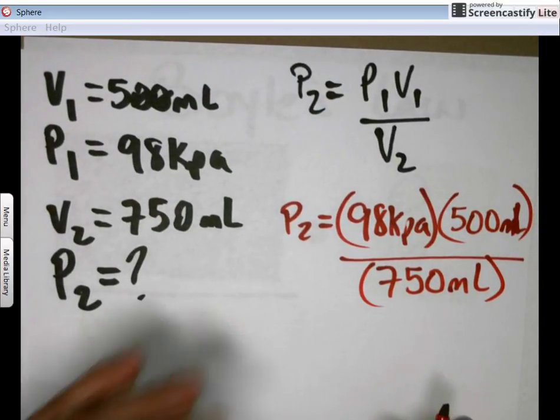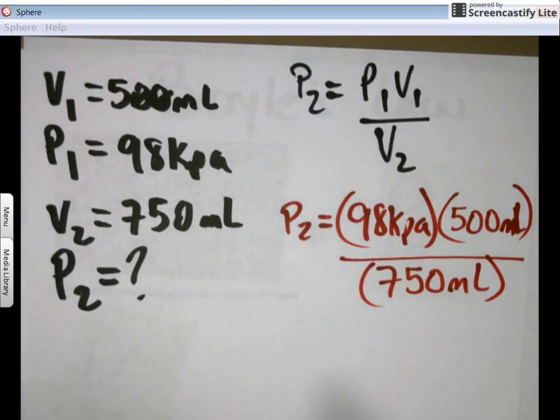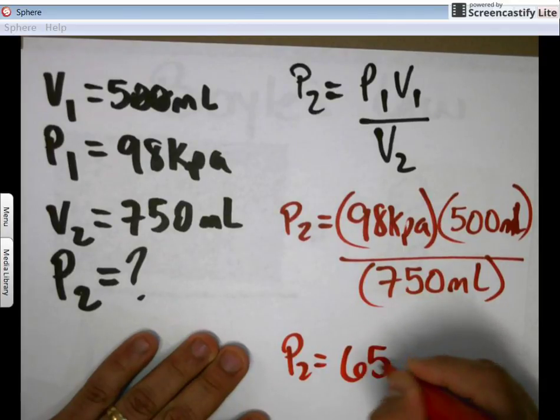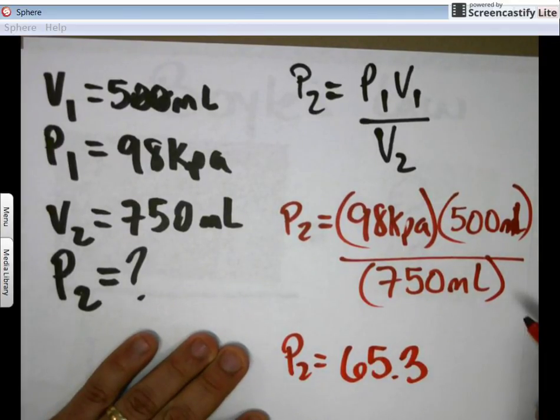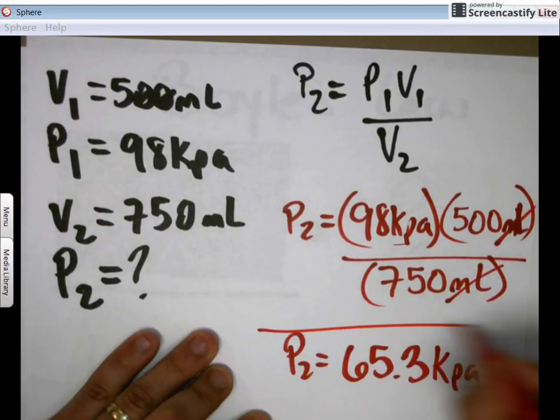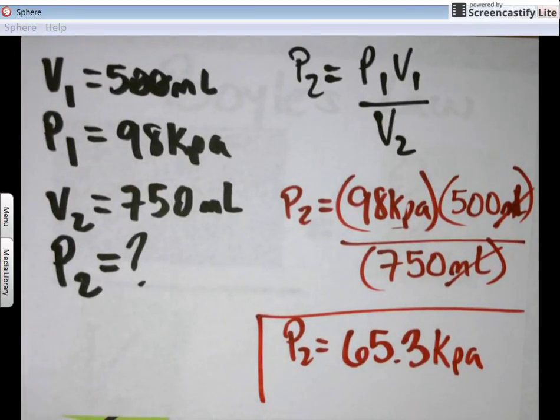You got to work them that way. I got to see the units in your work. And then when you plug this in, you get 65.3. And what's my unit? Well, if I look over here, milliliters go away. What am I left with? Kilopascals. All right, there's your final answer for the first problem on the Nearpod.